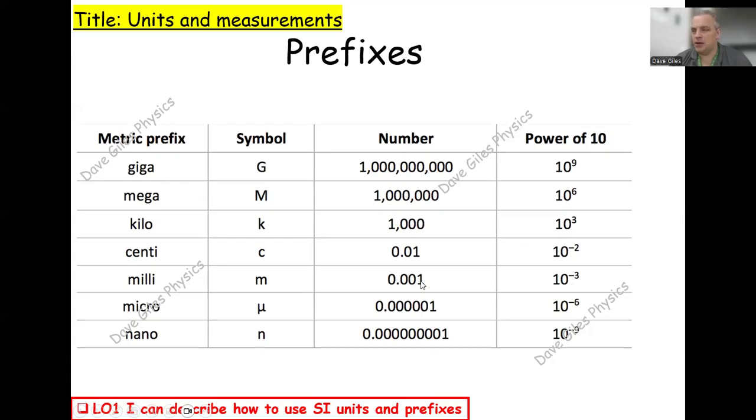Milli is 10 to the -3, so for example, millimeters. And if I'm given a certain number of millimeters, I would divide by 1,000 to get meters. So for example, if somebody said 500 millimeters, I would divide that by 1,000, and I get 0.5 meters. Micro is a small number. We use this letter mu symbol here, 10 to the -6. And nano is 10 to the -9. N for nano, N for -9. Okay.